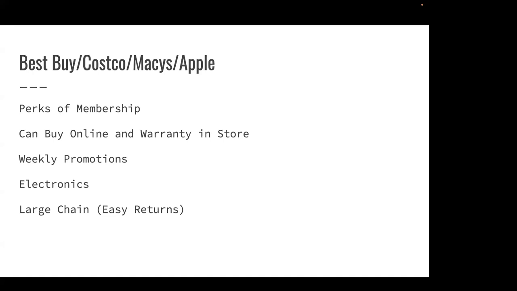Some examples of this are Best Buy, Costco, Macy's, and Apple. Sometimes they'll also have a perk of membership. Ironically, with Costco you have to have a membership, but the big thing is you can buy online and warranty in store, very little hassle.